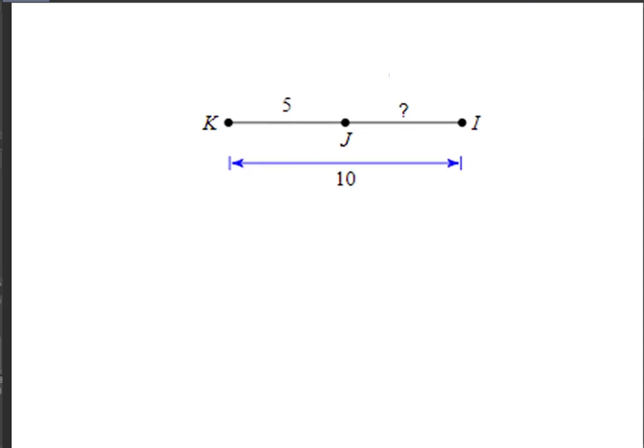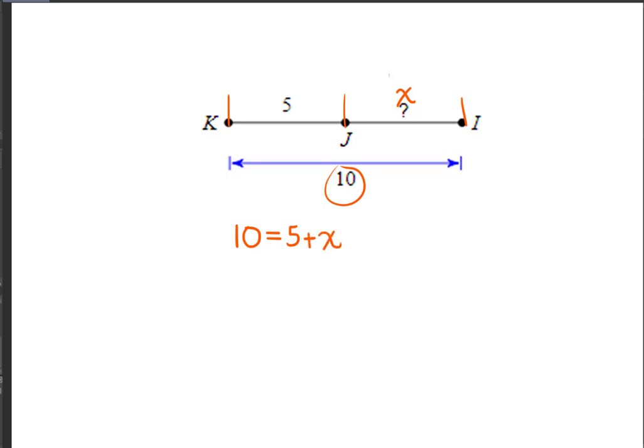All right, so let's look at this one here. This is the most simple problem basically that you can have. Essentially, this full distance here is 10, and then it says this distance from K to J is 5, and they want to know what is the distance from J to I. So I have the whole 10, and that whole is really made up of these two pieces, this piece and this piece. Well, we know what this piece is, 5. So I can say my 10 is equal to this 5 plus whatever this is. I'm going to call this x. 5 plus x.